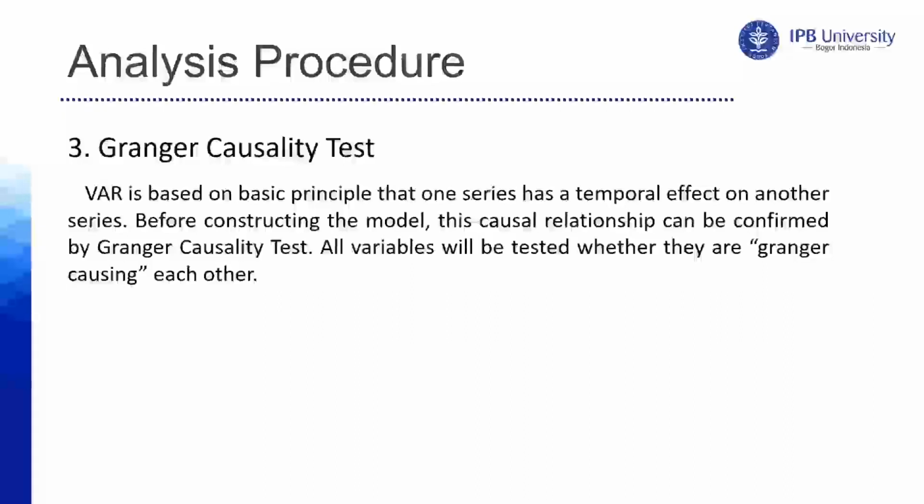The third step is to test whether each variable is Granger causing the others. As we know, VAR is based on the basic principle that one series has a temporal effect on another series. Before constructing the model, this causal relationship can be confirmed by the Granger causality test.